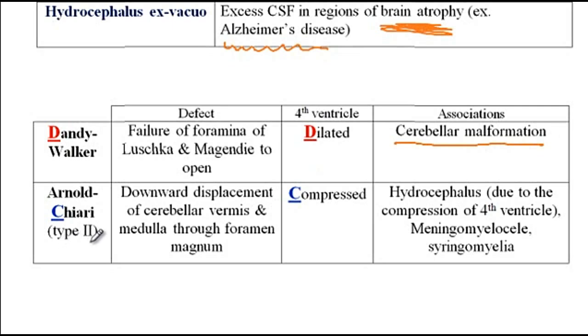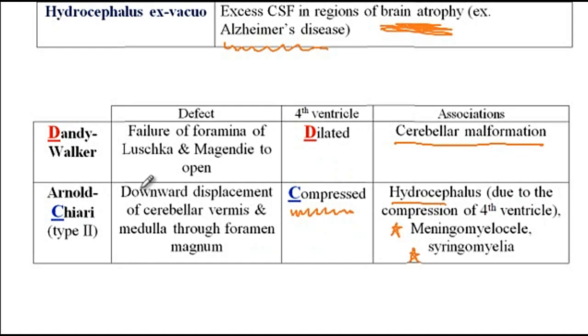On the other hand, Arnold-Chiari malformation, the type 2, is associated with downward displacement of the cerebellar vermis, medulla, as well as the cerebellar tonsils through the foramen magnum, as a consequence of which they would cause compression of the fourth ventricle, and so therefore these patients present with hydrocephalus due to the compression of the fourth ventricle. And then the other conditions that you may see with the Arnold-Chiari malformation include the Meningomyelocele as well as Syringomyelia.